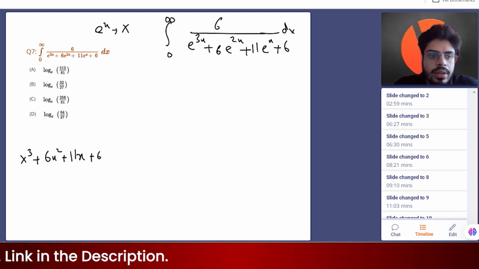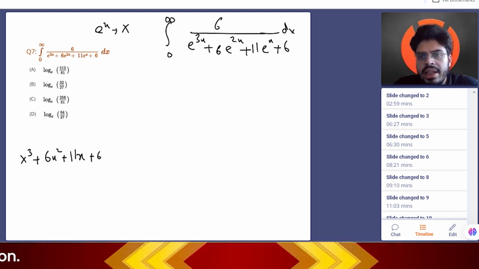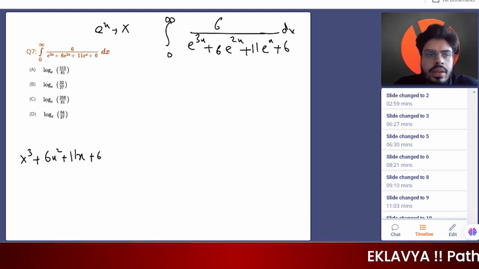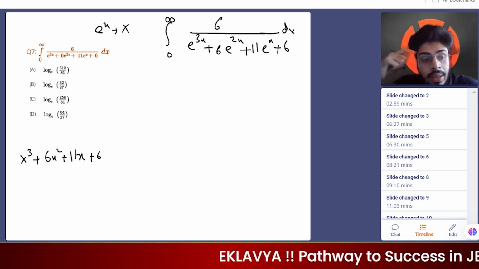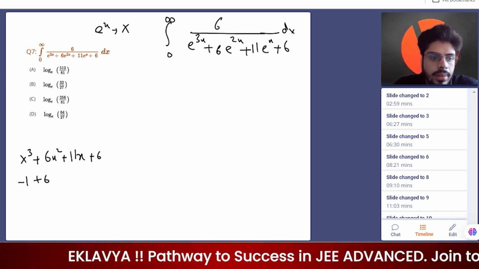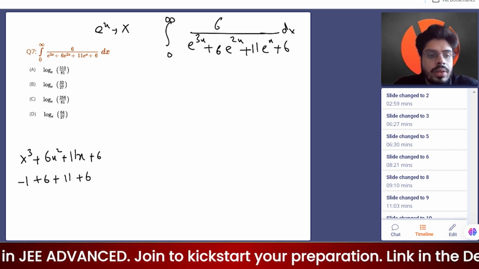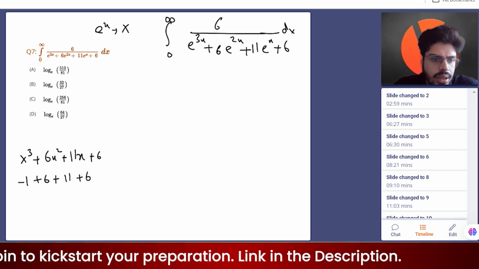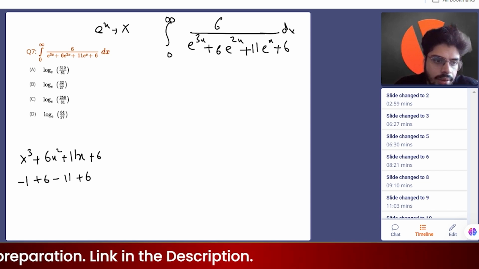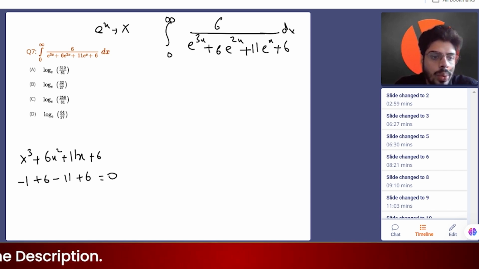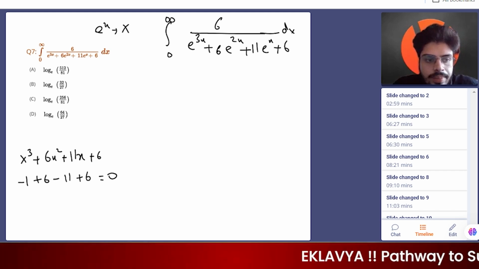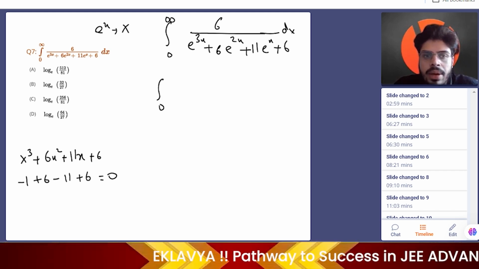It's sort of a cubic equation. So by hit and trial, let us try to find one root of this equation. If I put -1, I'll get -1 plus 6 minus 11 plus 6, so 12 minus 12, so 0. So we have a root of this equation as x plus 1, and x was e power x.